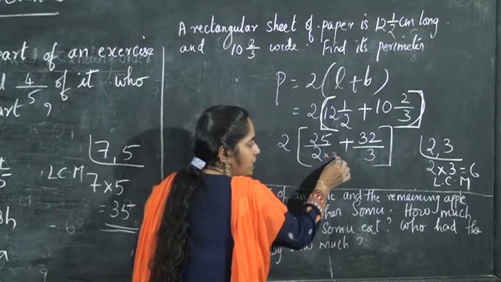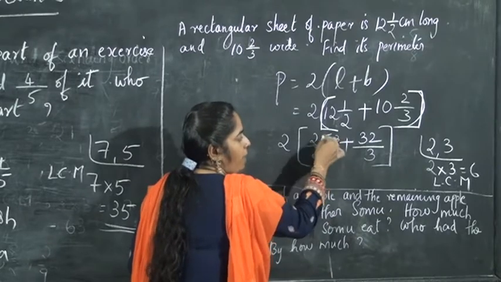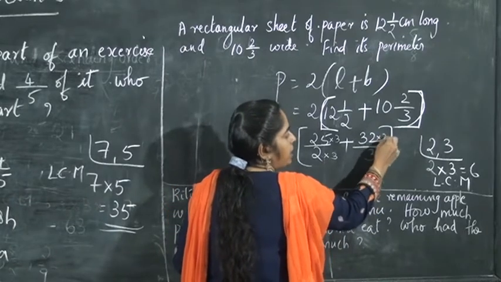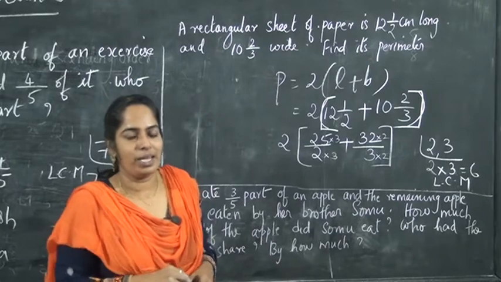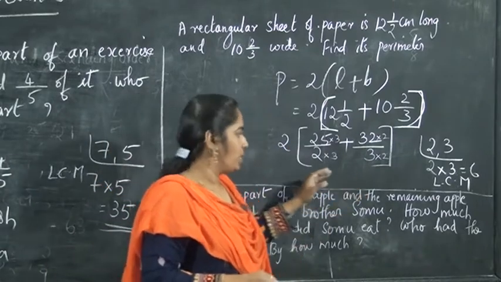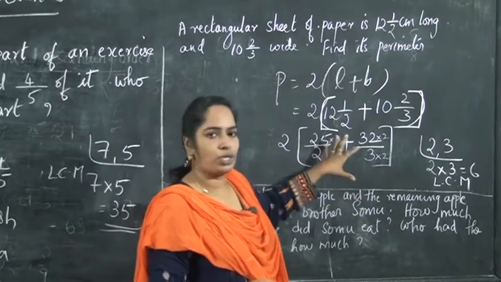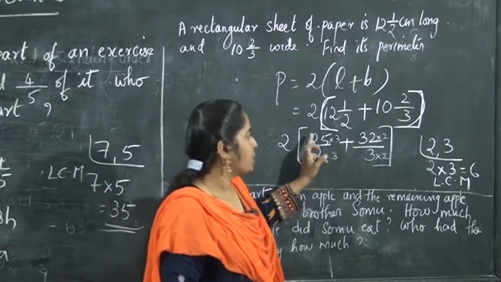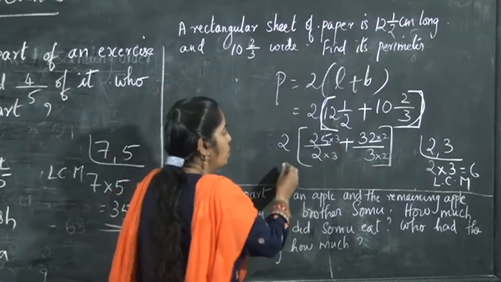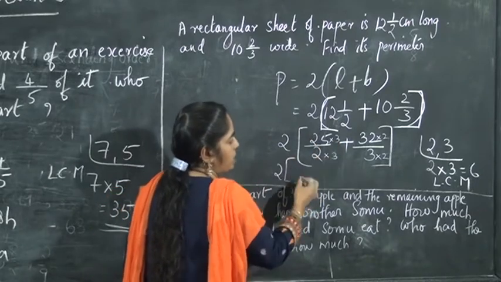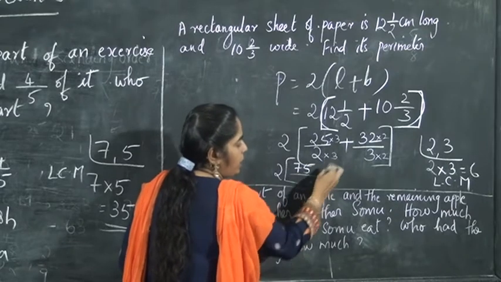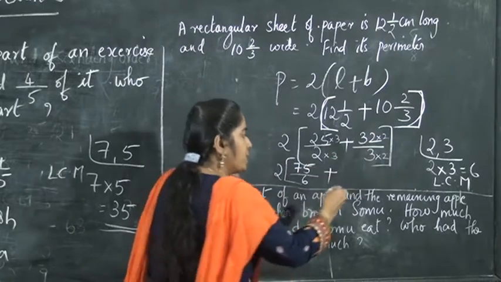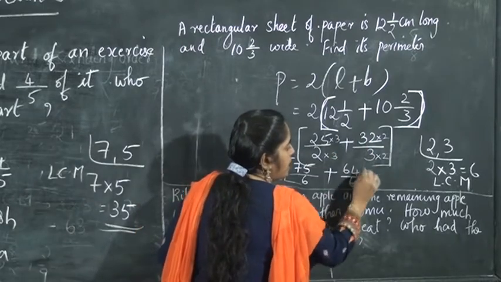So by using it like this, 25 into 3 and here also 32 into 2, isn't it children? So you must do it in steps like that. If you are not able, you can do it like this also. So here 2 into 25 by 2, 2 into 3, 25 into 3. So it becomes what? 2 into 25 into 3 is 75 by 3 into 2 is 6, plus what is here? 32 into 2 is 64 by 6.